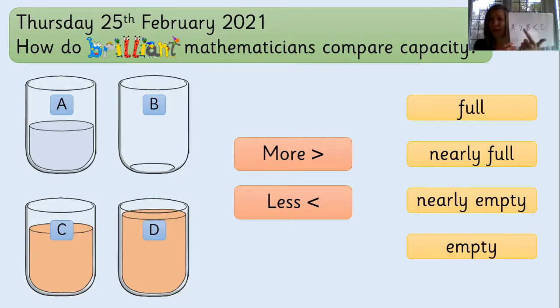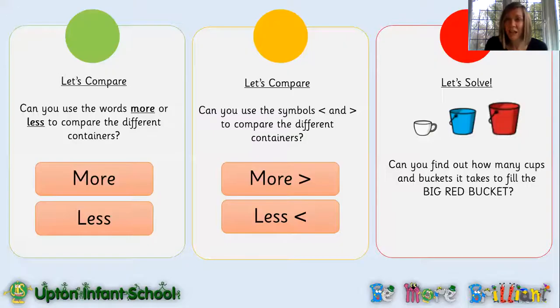So don't worry if you're finding the symbols a bit confusing, because you can use the words more or less. But if you want to give the symbols a go, then you can see which challenge you want to pick today. So let's have a little look at them. If you're more happy with the words more and less, you're going to go for the green challenge today, and you're going to see if you can use those words to compare some containers. If you're thinking, no, I'm going to give those symbols a go, then you can pick the yellow challenge, where you're going to be comparing the containers by using the symbols.